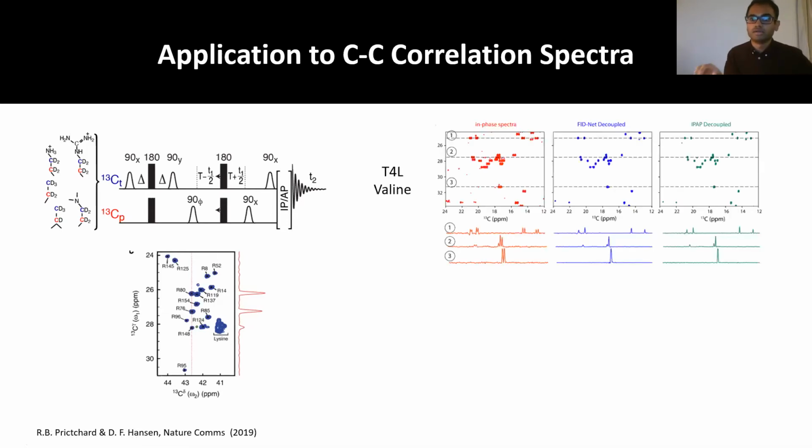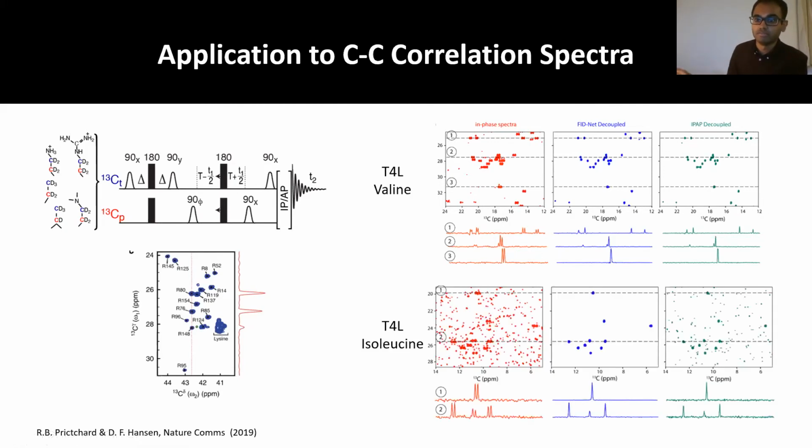What you find is it works basically just as well as the full IPAP scheme, but it only uses the in-phase spectra. So this is the valine spectra of T4 lysozyme, and we can get really good decoupling from the in-phase spectra alone. And the other thing is the network's trained to denoise as well as decouple. So the final kind of spectrum you get from FIDNet is basically as good as the IPAP spectrum, but you're getting it in half the time.